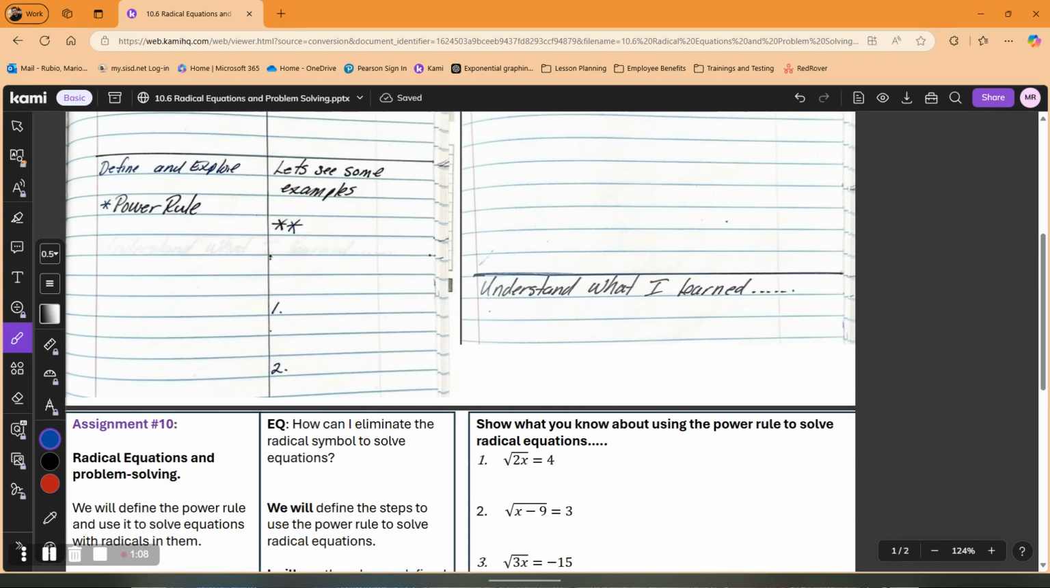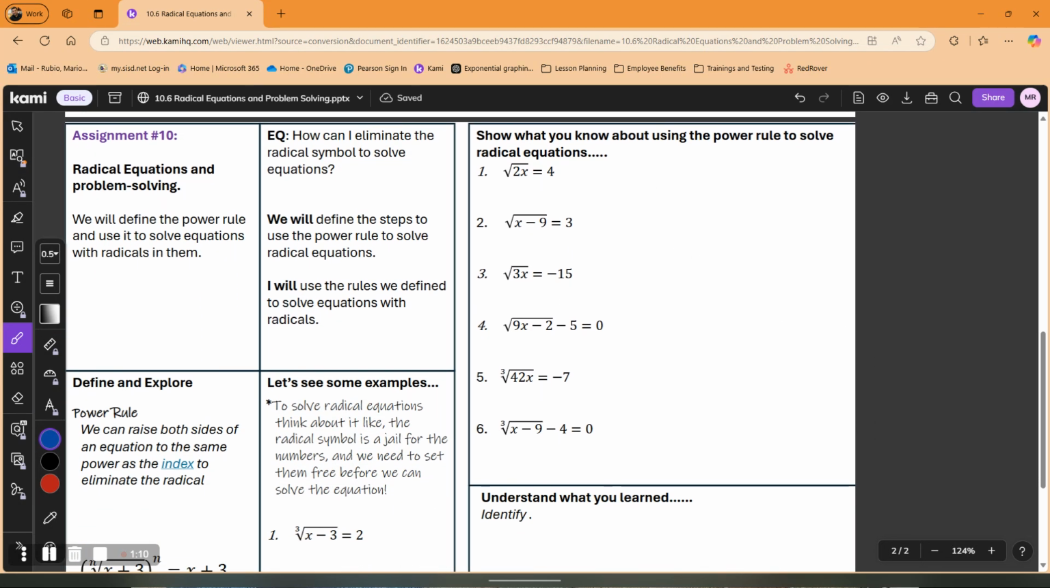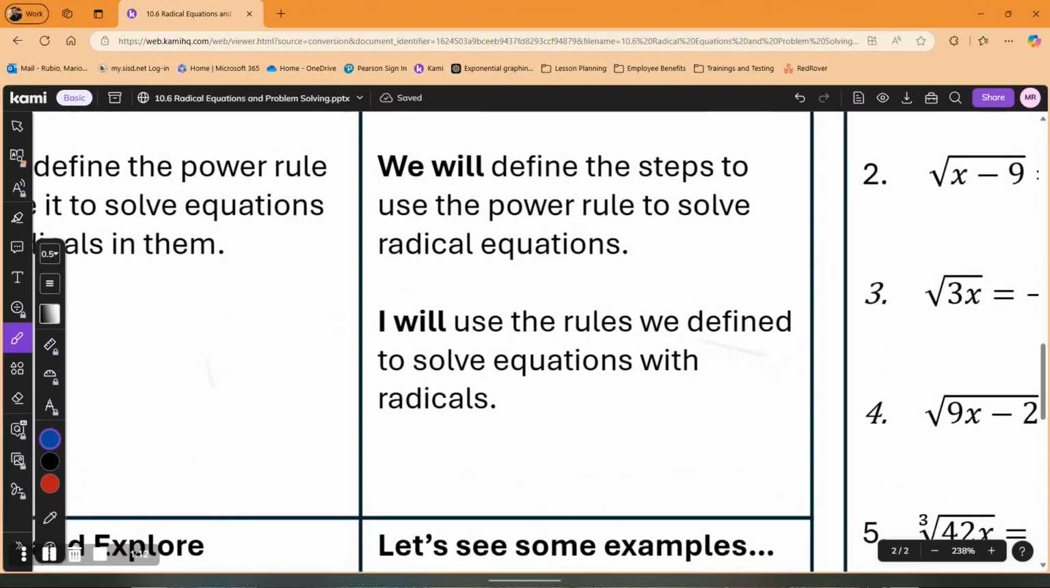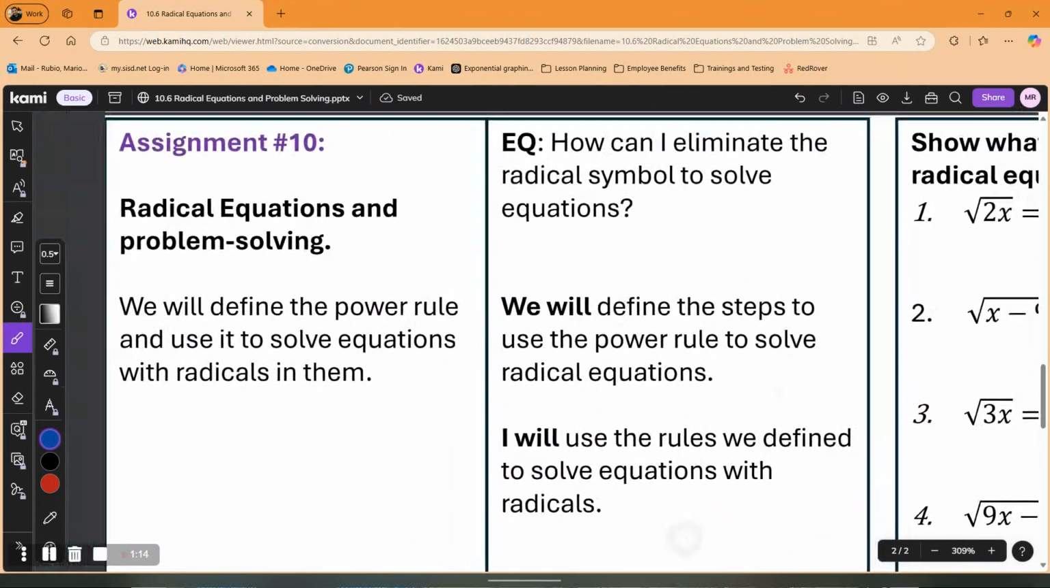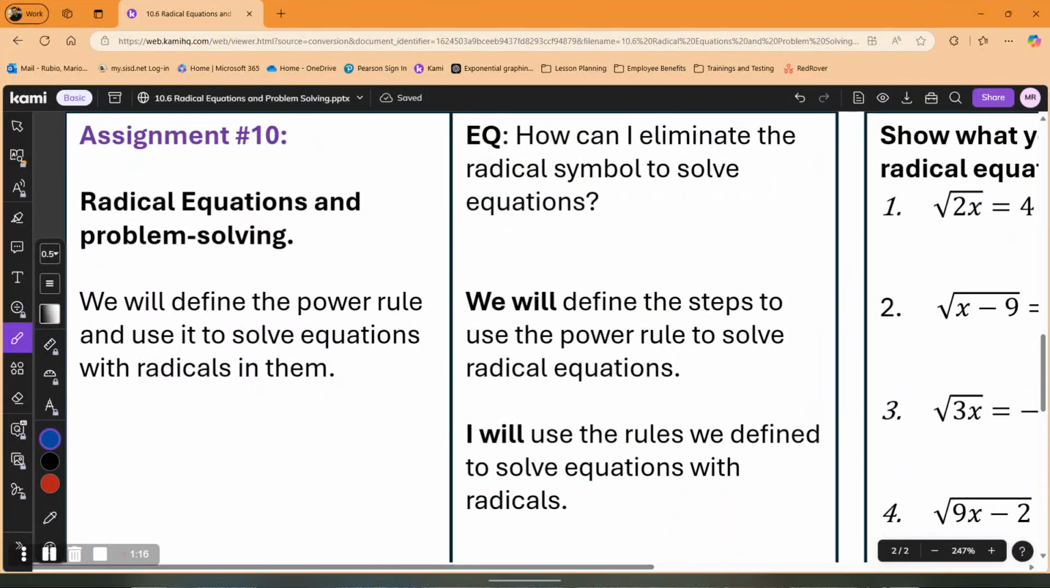The next section, here we go. Here's the actual notes. Assignment number 10. Let me zoom in here so we can copy that down. Assignment 10 is radical equations and problem solving. Today, we will define the power rule, and use it to solve equations with radicals in them.